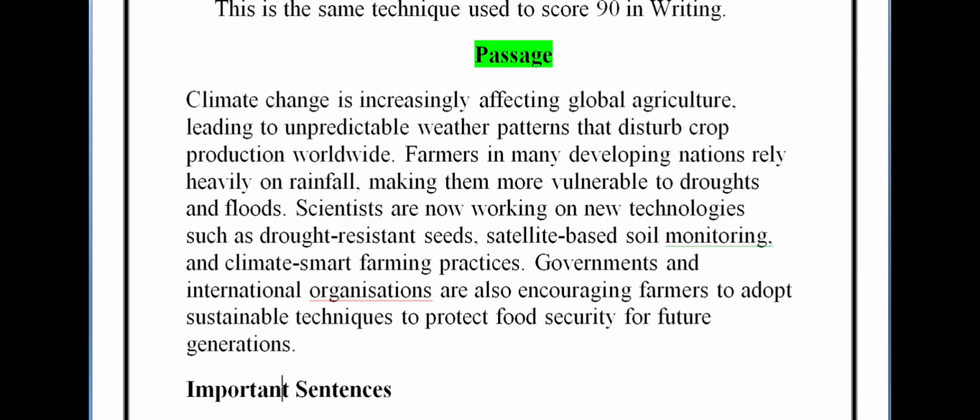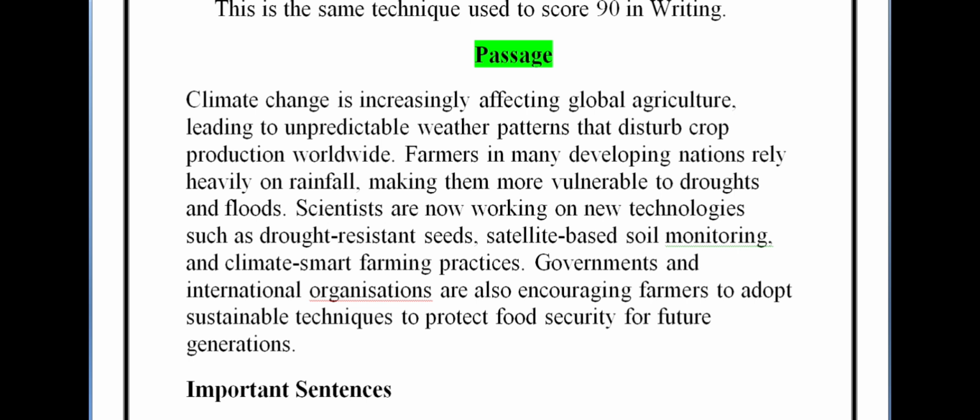First thing, as we did, go through the passage quickly. So let's start. Climate change is increasingly affecting global agriculture, leading to unpredictable weather patterns that disturb crop production worldwide. Sentence is nicely read. Second sentence. Farmers in many developing countries rely heavily on rainfall, making them more vulnerable to droughts and floods.